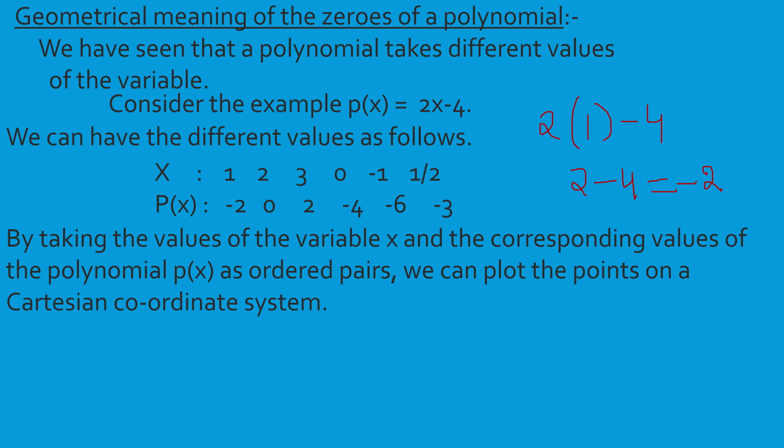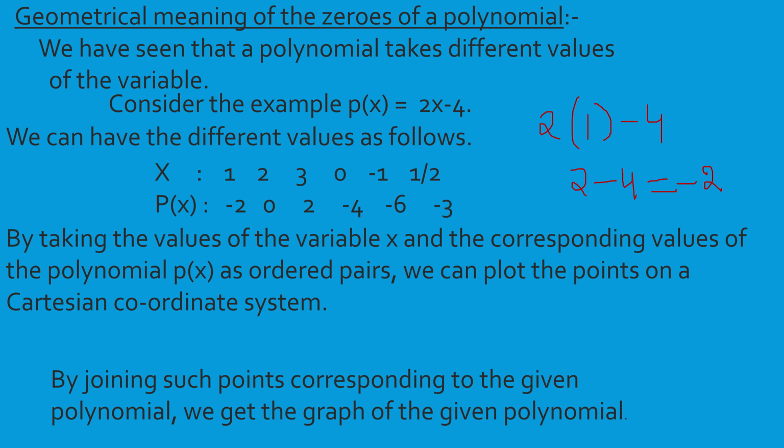Now by taking the values of the variable x and the corresponding values of the polynomial p(x) as ordered pairs, now when we say ordered pairs, children, you need to remember that it's (x, y). So x always comes first and then y. So we can plot the points on a Cartesian coordinate system. Now by joining such points corresponding to the given polynomial, we get the graph of the polynomial.